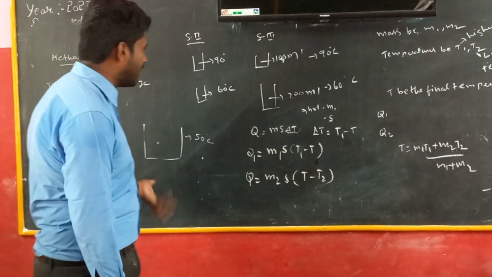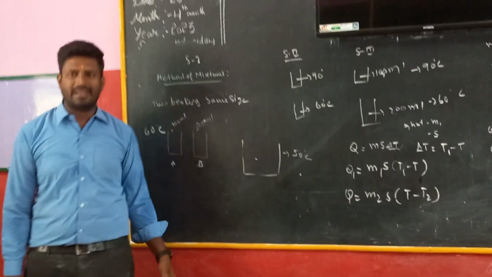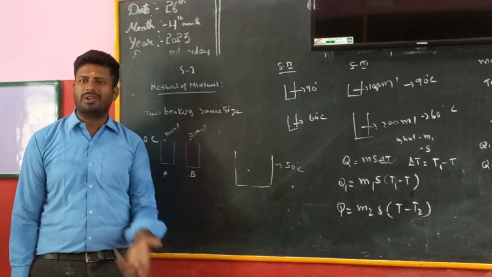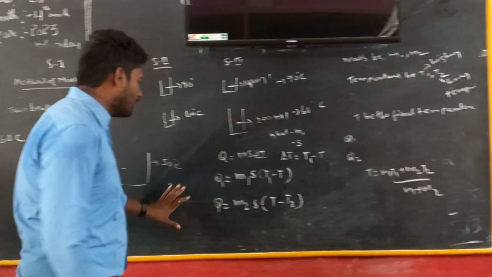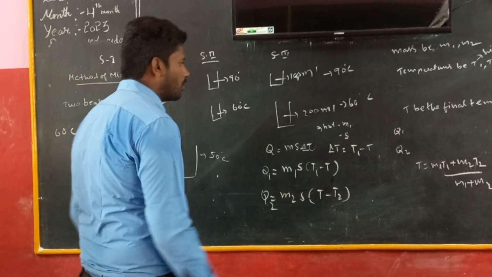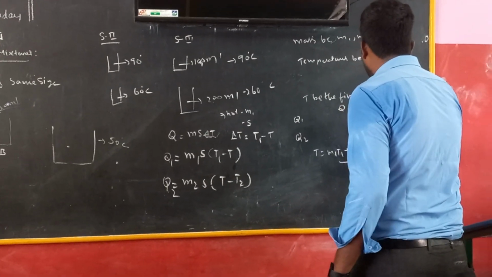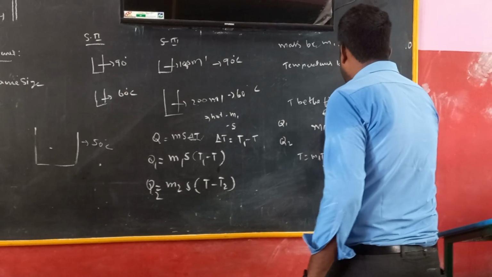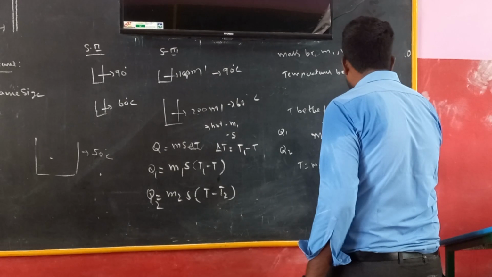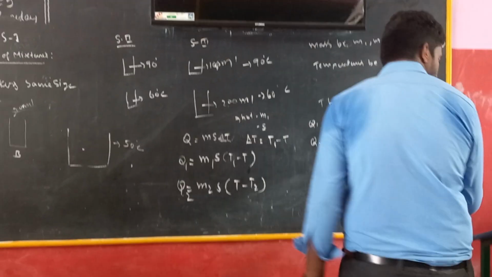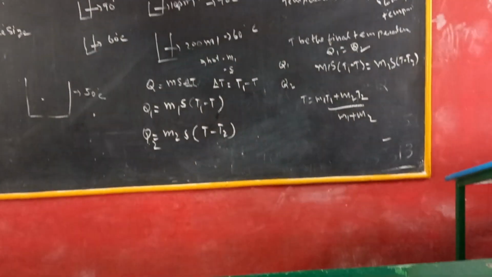Then as per the method of mixtures, when two bodies are in contact with each other, the net heat lost by the hot body is equal to the heat gained by the cold body. Here the hot body is Q1 and the cold body is Q2, and let us take Q1 equals Q2. Then you get M1 S (T1 minus T) equals M2 S (T minus T2). Let us calculate this.